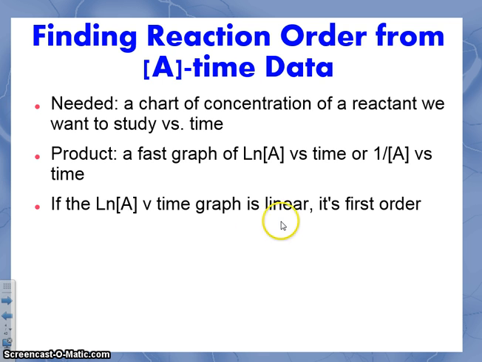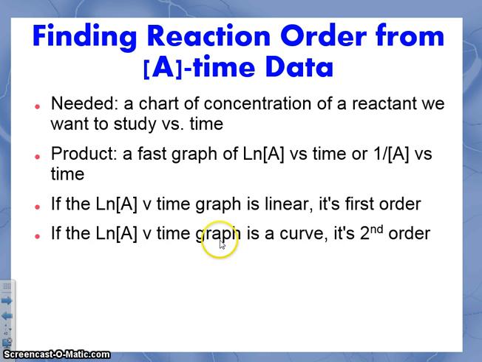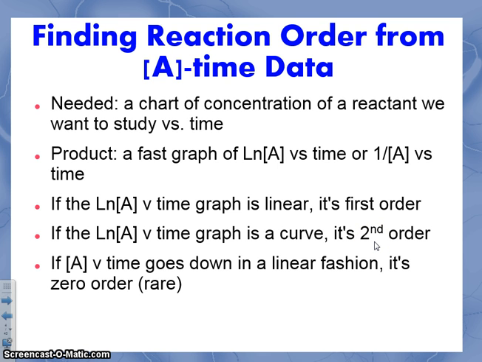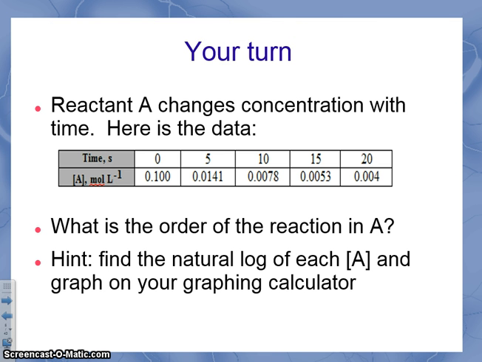If the graph of the natural log of the concentration of the reactant versus time is a linear graph, it's a first order reaction in reactant A. If it's a curve, it's probably a second order reaction in A. If the concentration of A versus time goes down in a linear fashion, it's one of the rare zero order reactions, which means that the rate is not dependent on the concentration of that particular reactant.